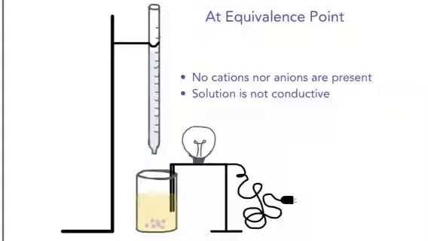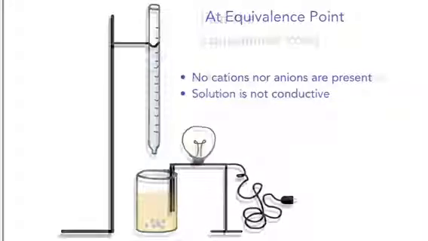At the equivalence point, the sulfuric acid completely reacts with the barium hydroxide so that there are no ions present in the solution. As it is no longer an electrolyte, there is no light in the light bulb.